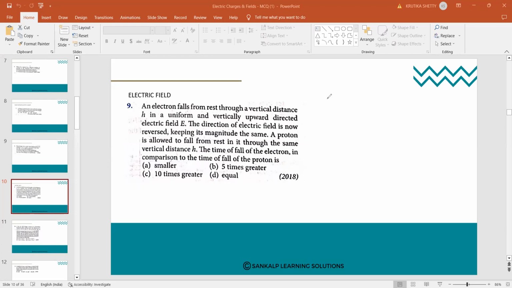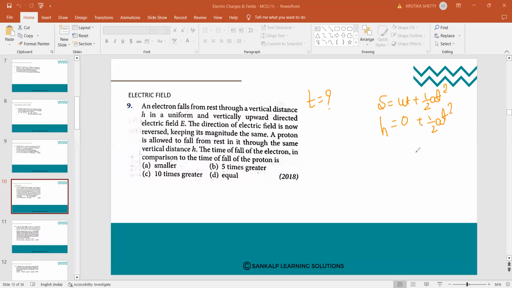Okay, here I require time. What do I need? I need time. So which equation will I take time from? I'll go for s is equal to ut plus half at square. Okay, here the initial velocity is 0 and the height is h. So plus it is half at square.